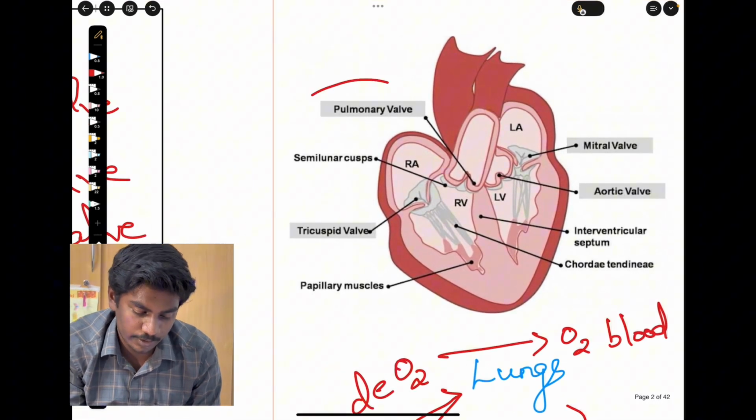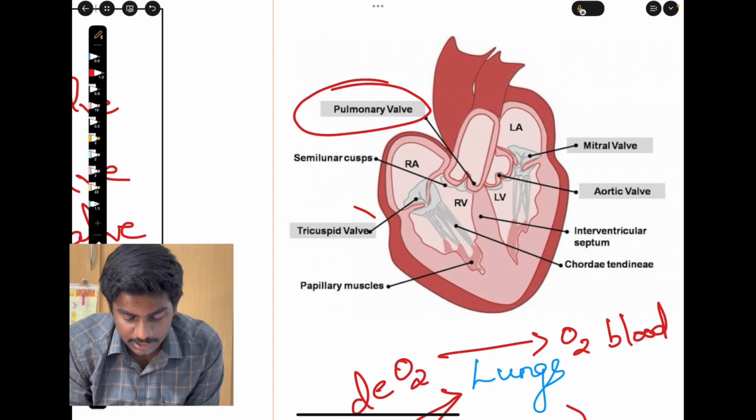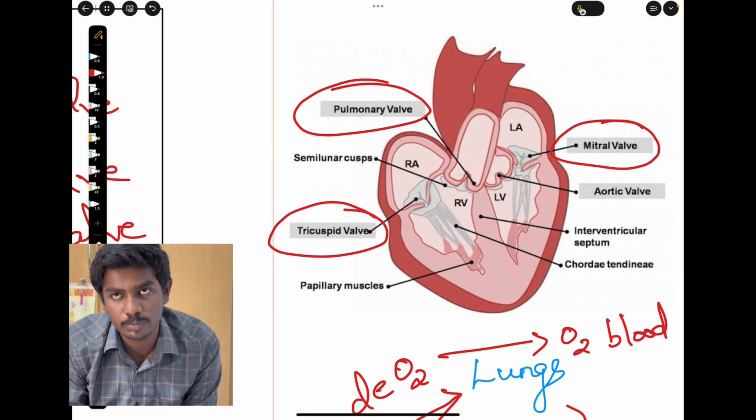So this is the pulmonary valve, through which oxygenated blood from the lungs enters the left atrium, and this is the tricuspid valve, through which blood from the right atrium enters the right ventricle. This is the mitral valve or bicuspid valve, through which blood from the left atrium enters the left ventricle.